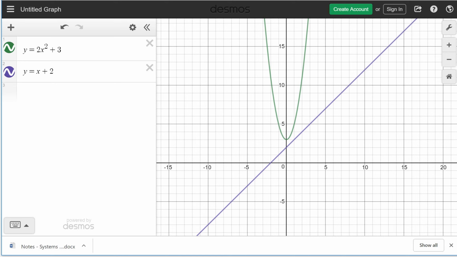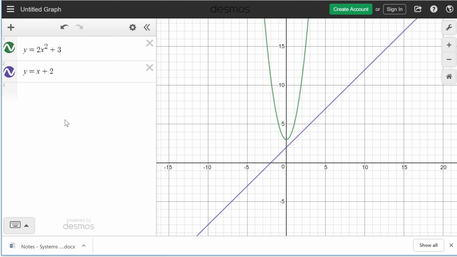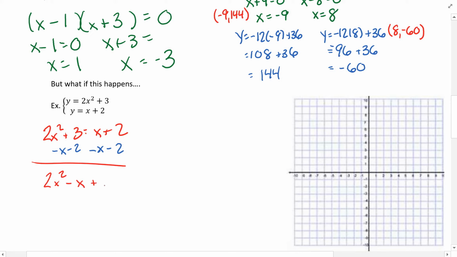Algebraically, we're going to end up getting imaginary numbers. And I'm going to show you real quick what that looks like. But again, this is just to make you aware that this could happen. If I go back, if I set these two things equal, 2x squared plus 3 equals x plus 2. I'm going to subtract x. Let me get a different color so you can see that. I'm going to subtract x and subtract 2, minus x minus 2. So 2x squared minus x plus 1.